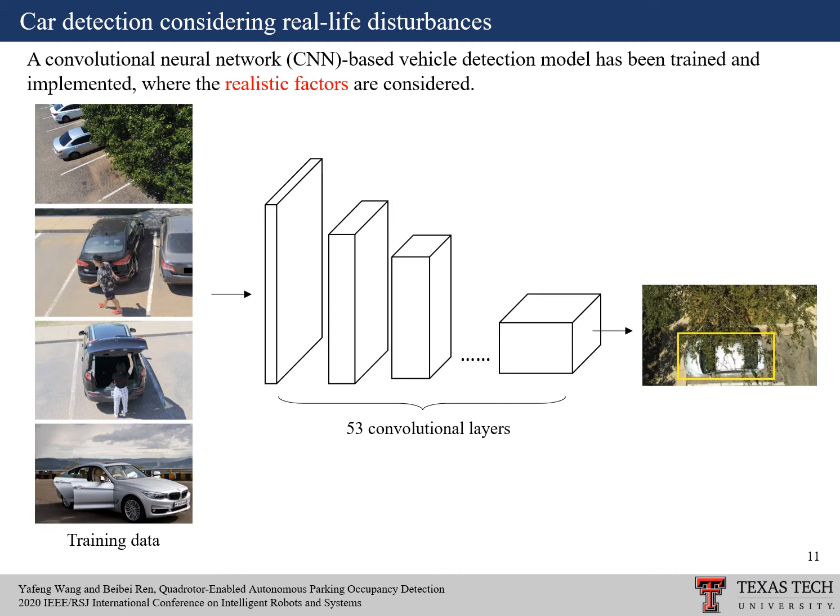After we finish the training, we get a car detection model that can recognize cars in the presence of real-life disturbances. For example, on the right side, the system can successfully detect a car under trees, where the detected car is marked with a rectangle frame.